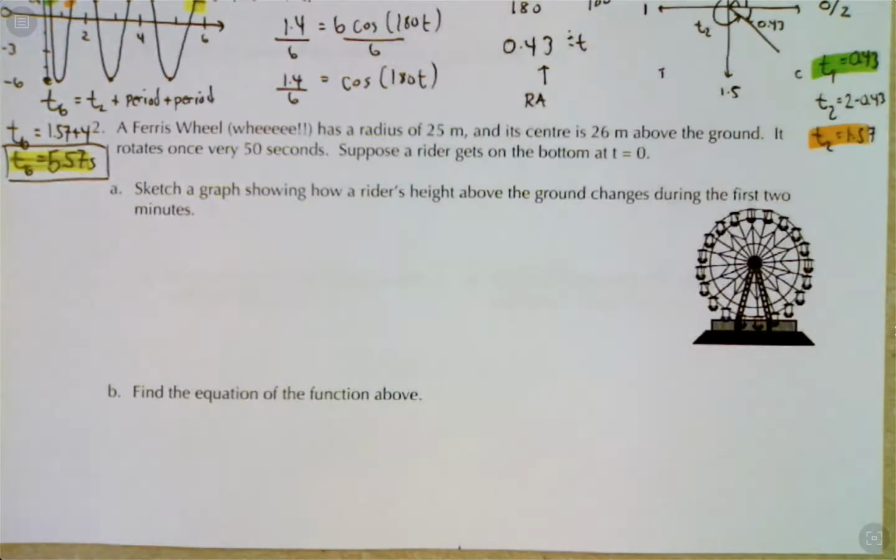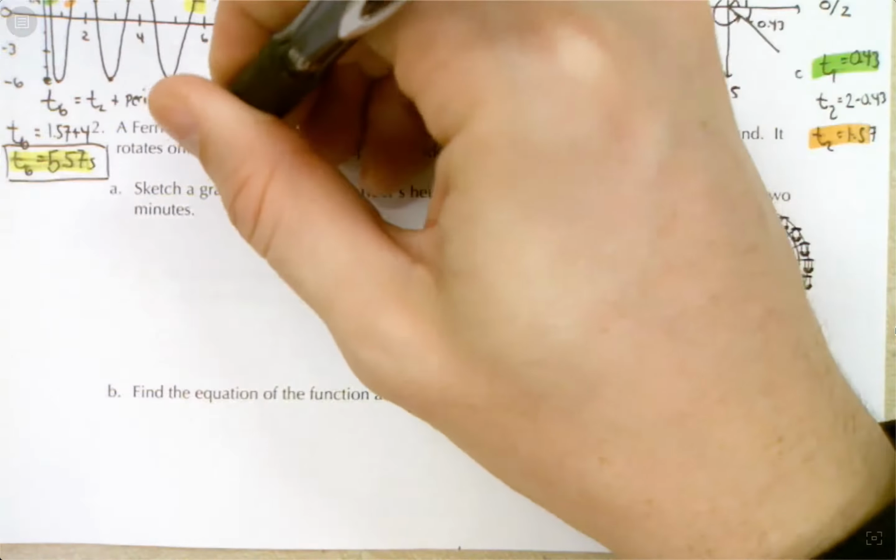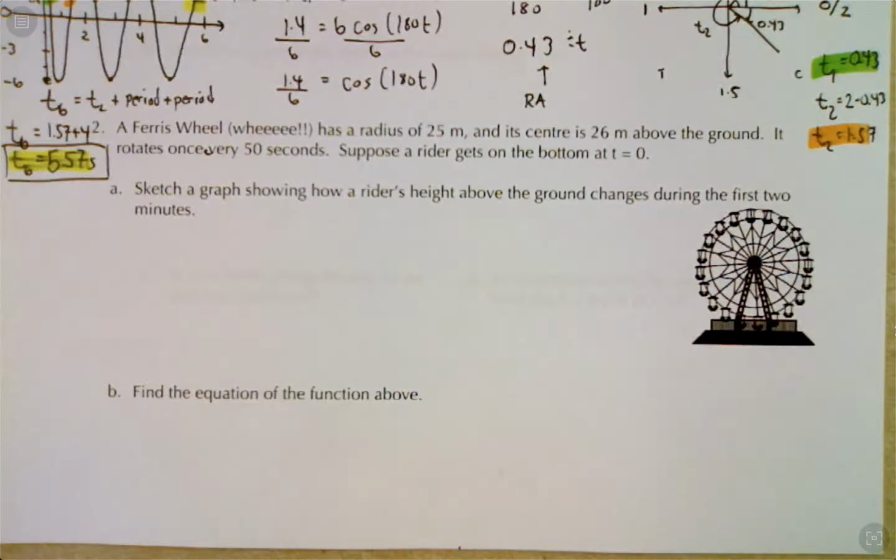Question 2 is a Ferris wheel question. A Ferris wheel has a radius of 25 meters, its center is 26 above the ground, and it rotates once every 50 seconds. Suppose a rider gets on at the bottom at time 0, sketch a graph to show the rider's height, and find an equation.